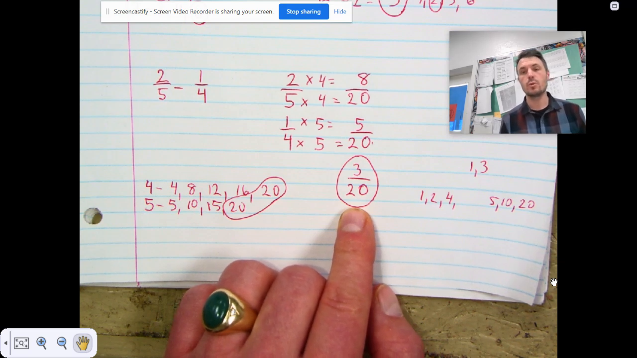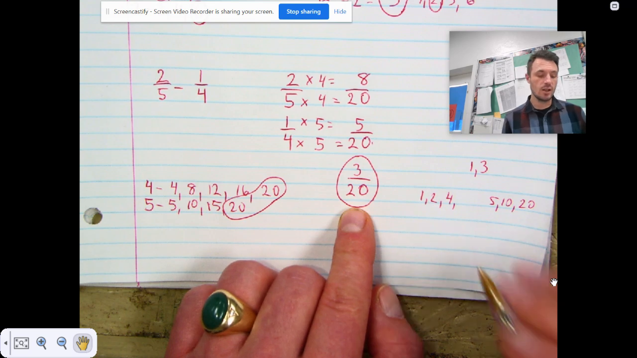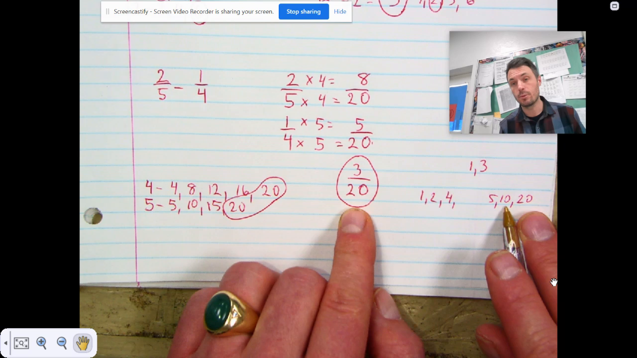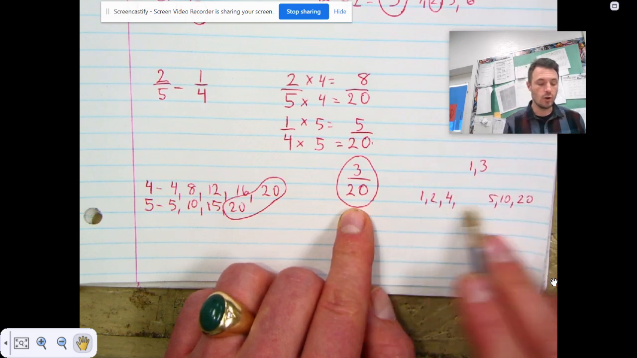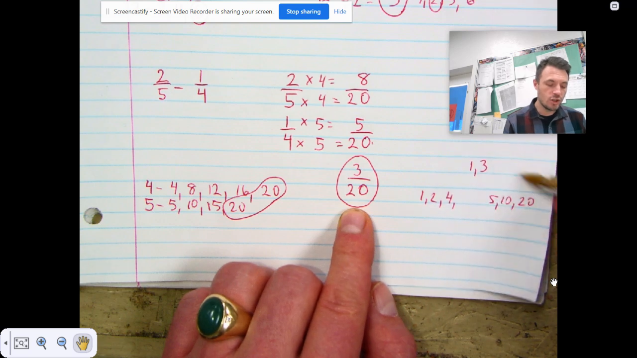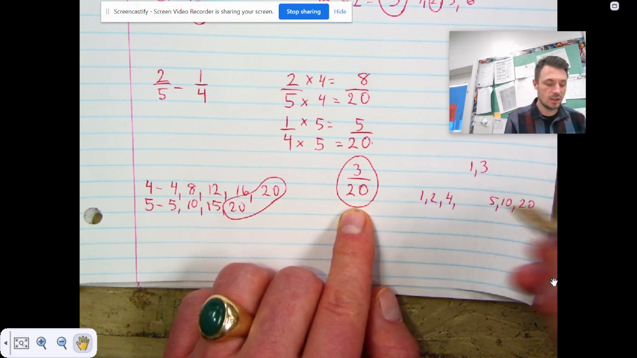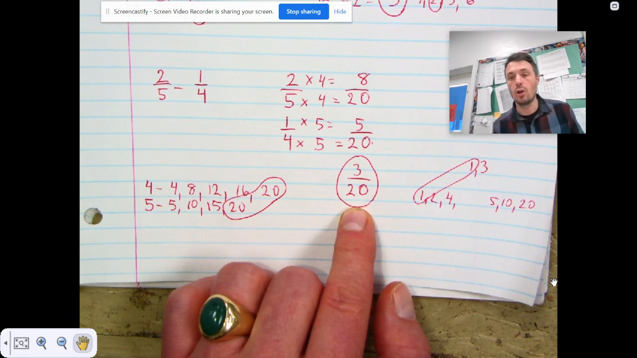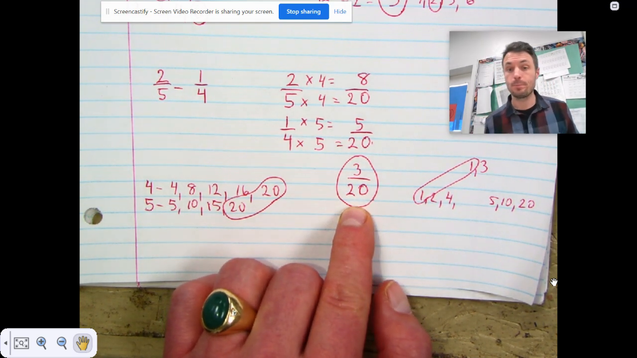Nothing times 7 equals 20. Nothing times 8 equals 20. Nothing times 9 equals 20. We already know 10 times 2 equals 20. And once you get to half of the number, you're done. So those are all the factors of 20. And then when we look for a GCF here, the biggest number that's in both lists is 1. So 3/20 is already in simplest form.